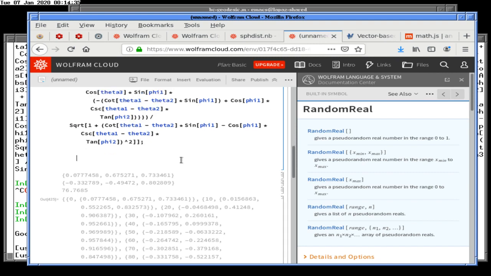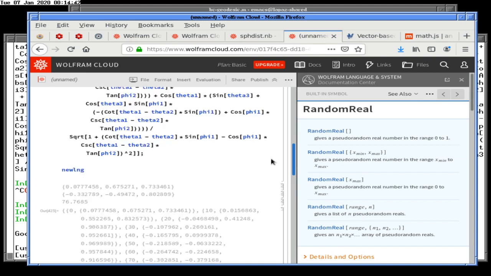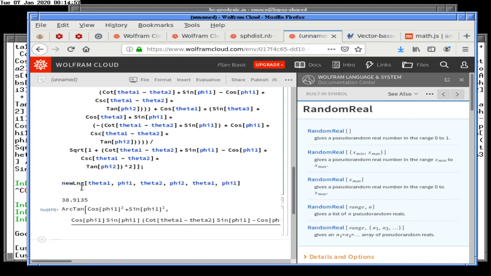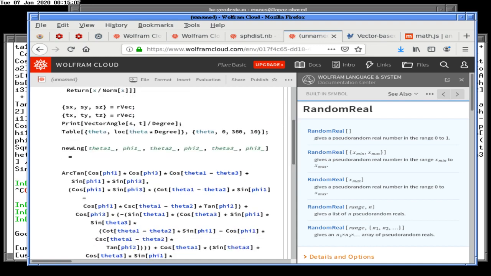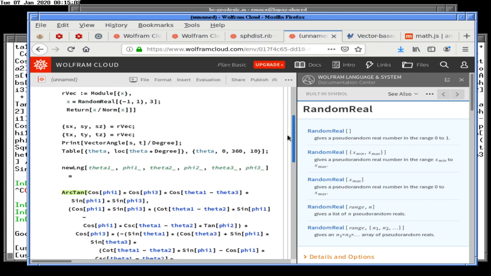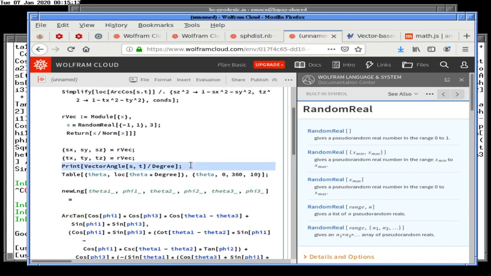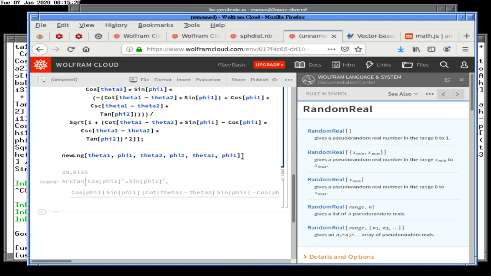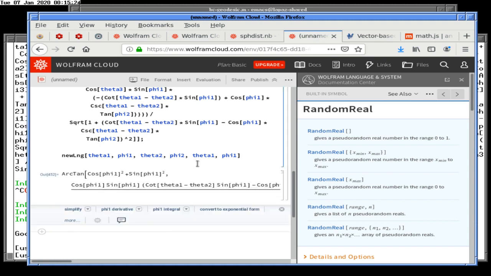Okay. So the new long. Is it new LNG with a capital or, oh yeah, camel cased. Theta 1, phi 1, theta 2, phi 2, and then as a trick, theta 1, phi 1. We should get back 0. And I don't know how we got that. There's another print statement there that I forgot to nail, isn't there? Oh, this is actually the value. The new lon is this.